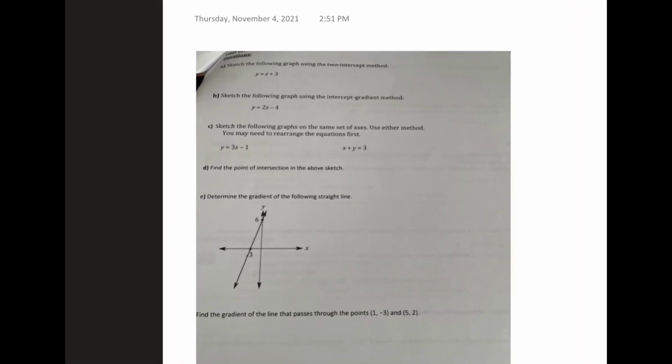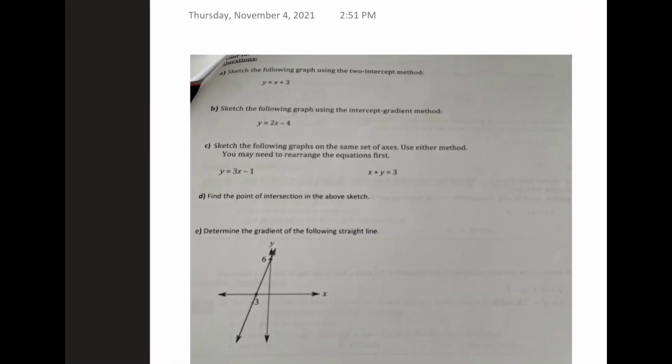Okay, so this is linear graphing, the first questions. A. Sketch the following graph using the two-intercept method. So of course, let us do it at the side. To use the two-intercept method, we have to use x equal to 0 to find the y. Okay, so question A.